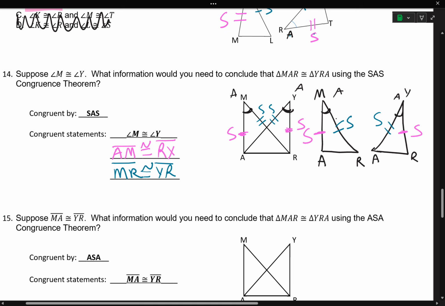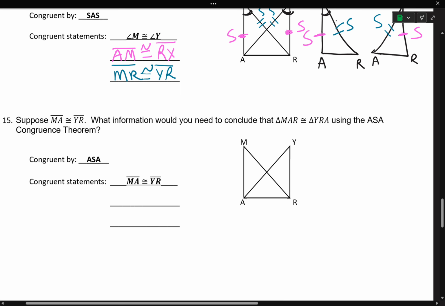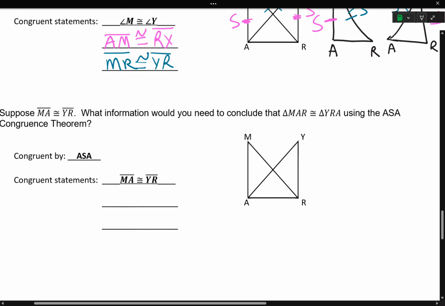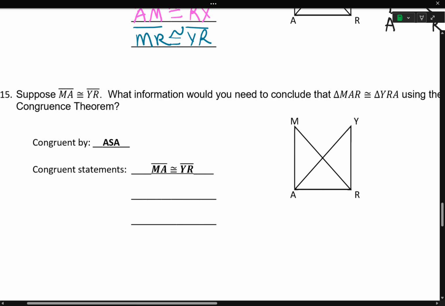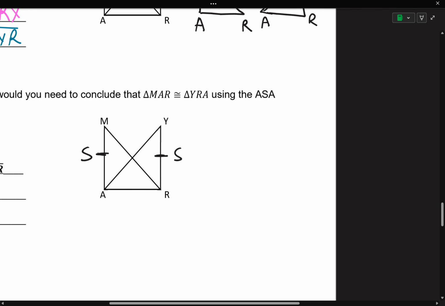Alright, well, let's try that again in number 15. I'm again going to separate the triangles, but we're going to have a different given statement and a different conclusion. In number 15, I want to suppose that MA is congruent to YR. Let's mark it. And AR. What other information would we need to conclude that triangle MAR is congruent to YRA with angle side angle?